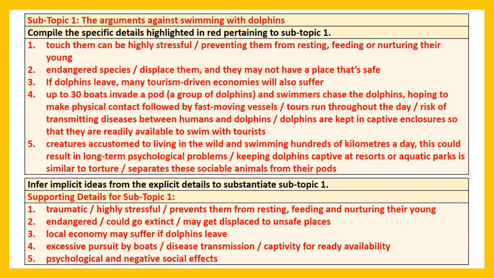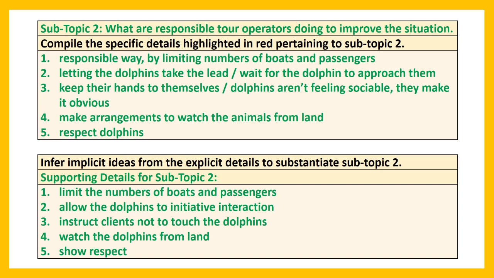Compile the specific details highlighted in red pertaining to subtopic 1. Arrange associated concepts into coherent groups. Infer implicit ideas from the explicit details to substantiate subtopic 1. Follow a similar process of compiling, grouping, and inferring for subtopic 2.